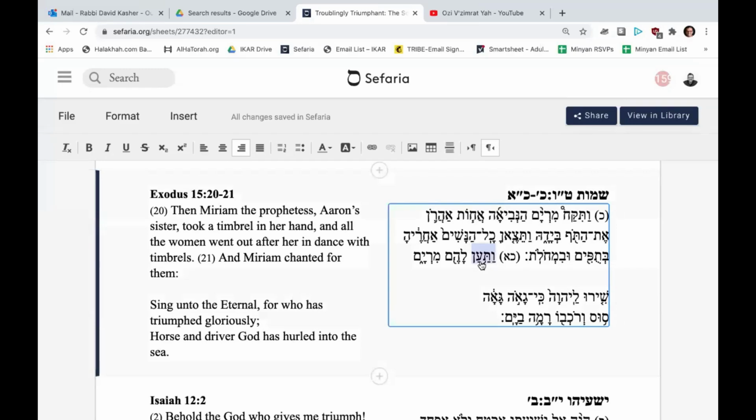But Carol suggests that Miriam, what the commentators wonder, did she recite the whole poem, or what happened there? But Carol's interpretation is that Miriam heard the poem and then started saying, all right, sing unto the Eternal, who has triumphed gloriously, horse and driver God has hurled into the sea. The language there could be translated as chanted, but it's also answered. She answered. So suddenly Miriam picks up on it and is like, okay, let's make a dance out of this, let's make a song out of this. And it's just the first line, right? She just takes the first line.